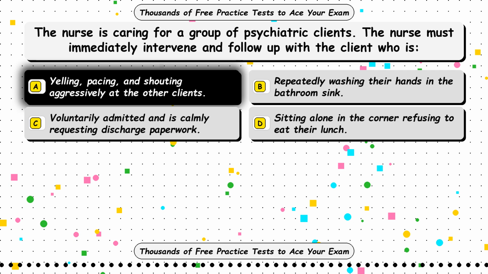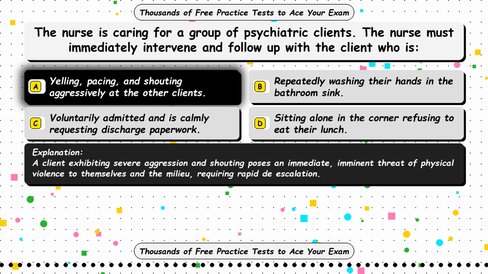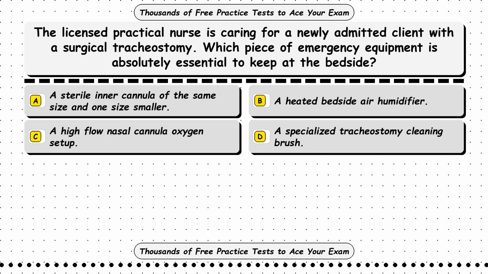The correct answer is option A, yelling, pacing, and shouting aggressively at the other clients. A client exhibiting severe aggression and shouting poses an immediate, imminent threat of physical violence to themselves and the milieu, requiring rapid de-escalation.